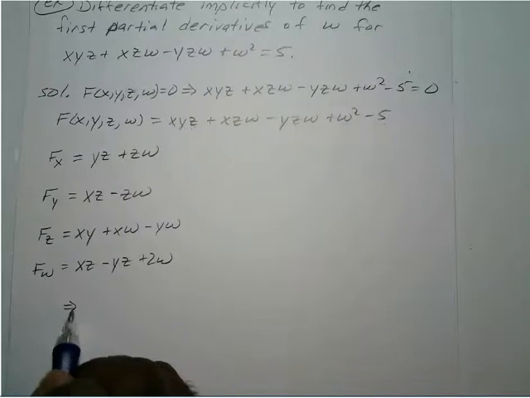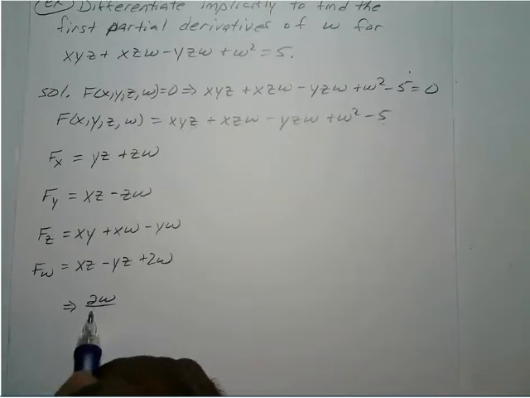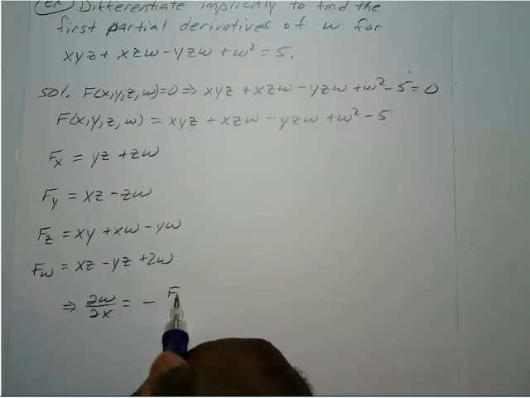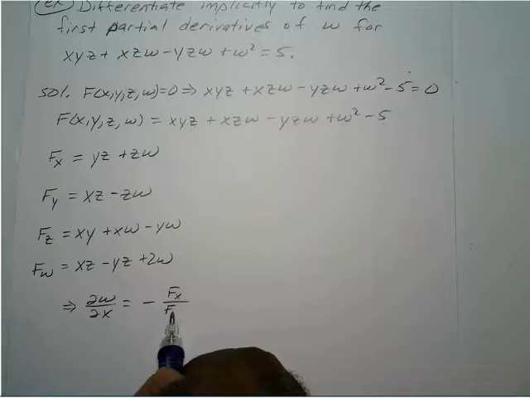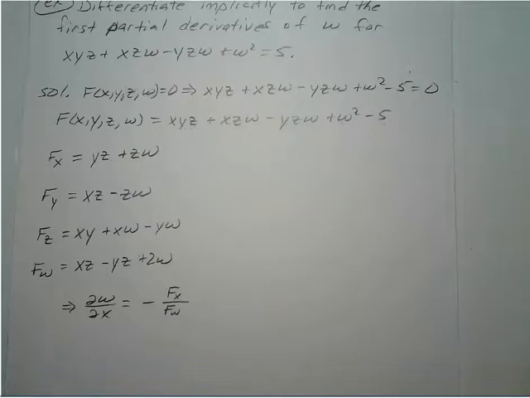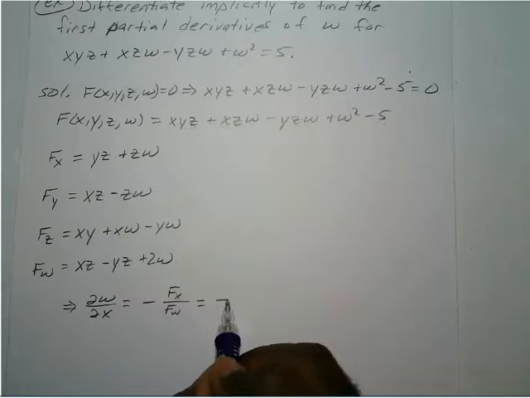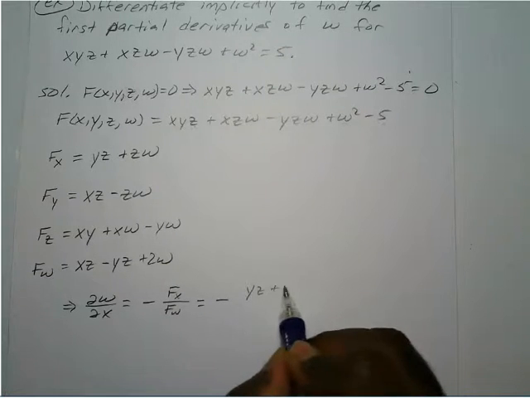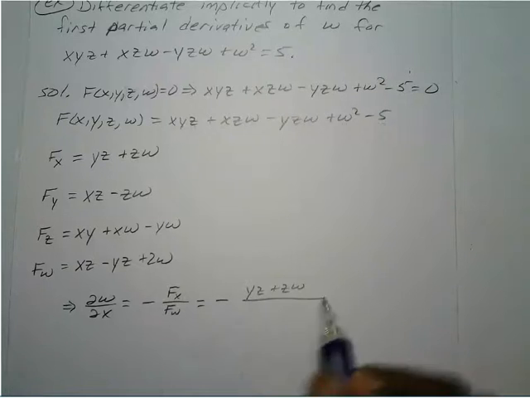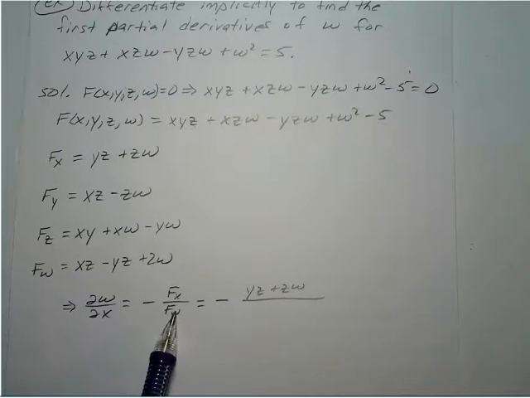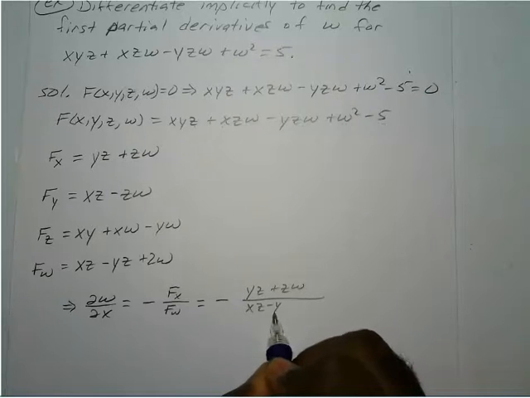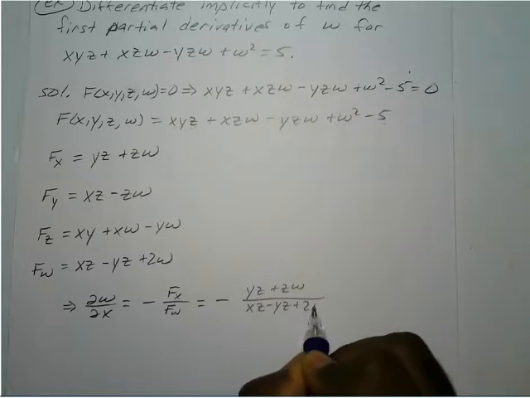So that means the partial of w with respect to x is equal to negative partial of f with respect to x over partial of f with respect to w. So that's going to equal negative, partial with respect to x is yz plus zw, over partial with respect to w, which is xz minus yz plus 2w.